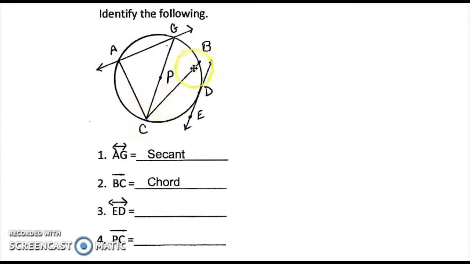Okay, it goes from one end to the other. It is a chord. ED is a tangent. It intersects the circle at 1 point. PC is from the center of the circle to the edge. That is called the radius. So number 4 is the radius.